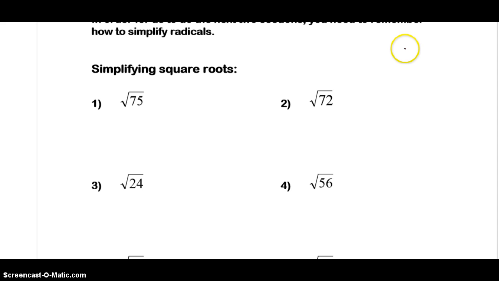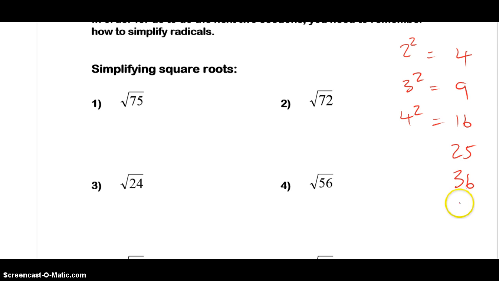And what I mean by square numbers is 2 squared, which equals 2 times 2, which is 4, and then 3 squared, which is 9, and then 4 squared, which is 16, and then 5 squared is 25, then 36, and 7 squared is 49, 8 squared is 64. So for all of these problems, I want you to have these numbers in the column at the side, and we're going to use them to look for factors.